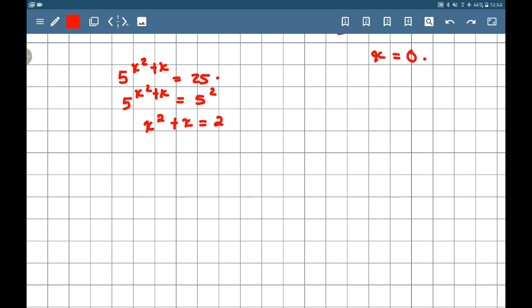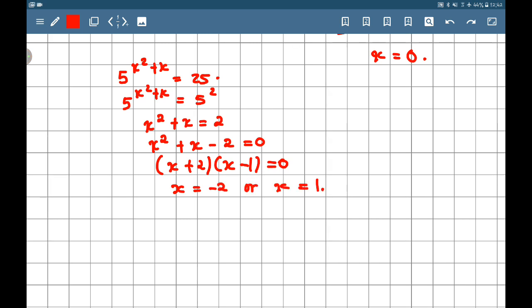And if you notice, you already have a quadratic equation right there. Do you see that? Yes. So this is now going to be x squared plus x minus 2 is equal to 0, which is going to be x plus 2 or x minus 1 is equal to 0, and x is equal to minus 2 or x is equal to 1. And that way that's done.